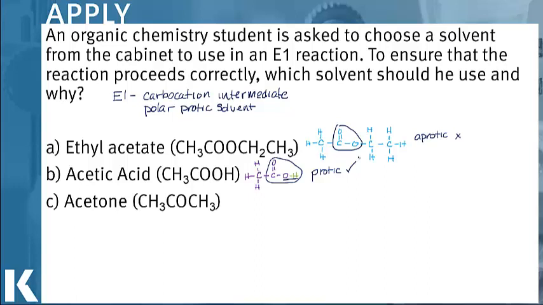The final solvent that our student has to choose from is acetone. When I look at acetone, I definitely have polarity here. But again, just like with ethyl acetate, when I look at the hydrogens, none of them are attached to oxygens. So this is indeed an aprotic solvent. Again, an aprotic solvent is not a good solvent for an E1 reaction.